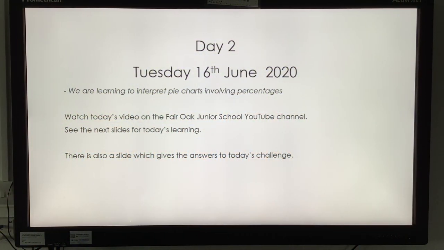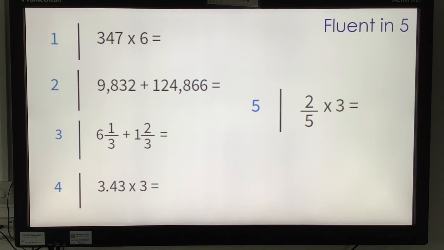Today we're going to continue learning to interpret pie charts involving percentages. But first of all, here's your Fluent in 5, so pause the video and have a go. So hopefully you paused the video, let's look at the answers.